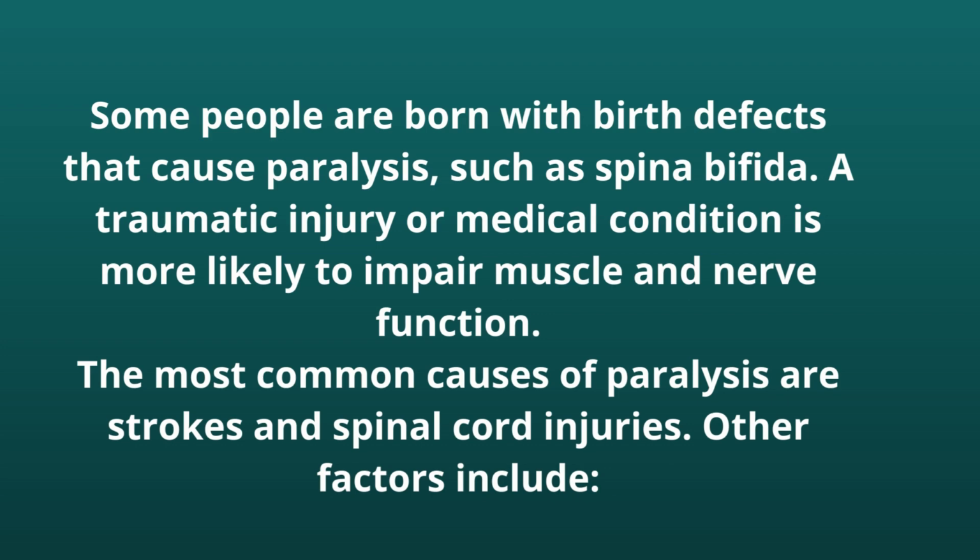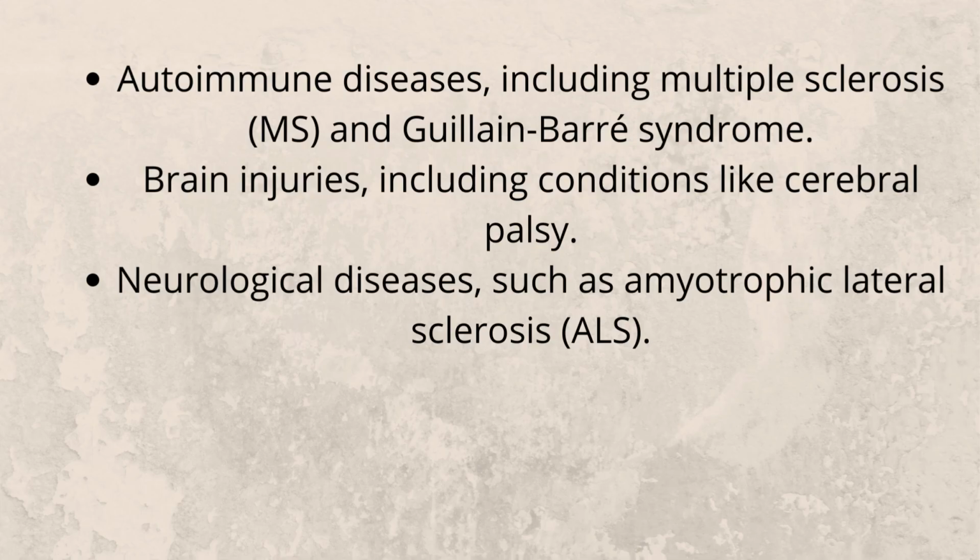Some people are born with birth defects that cause paralysis, such as spina bifida. A traumatic injury or medical condition is more likely to impair muscle and nerve function. The most common causes of paralysis are strokes and spinal cord injuries. Other factors include autoimmune diseases, including multiple sclerosis, MS, and Guillain-Barré syndrome, brain injuries, including conditions like cerebral palsy, and neurological diseases, such as amyotrophic lateral sclerosis, ALS.